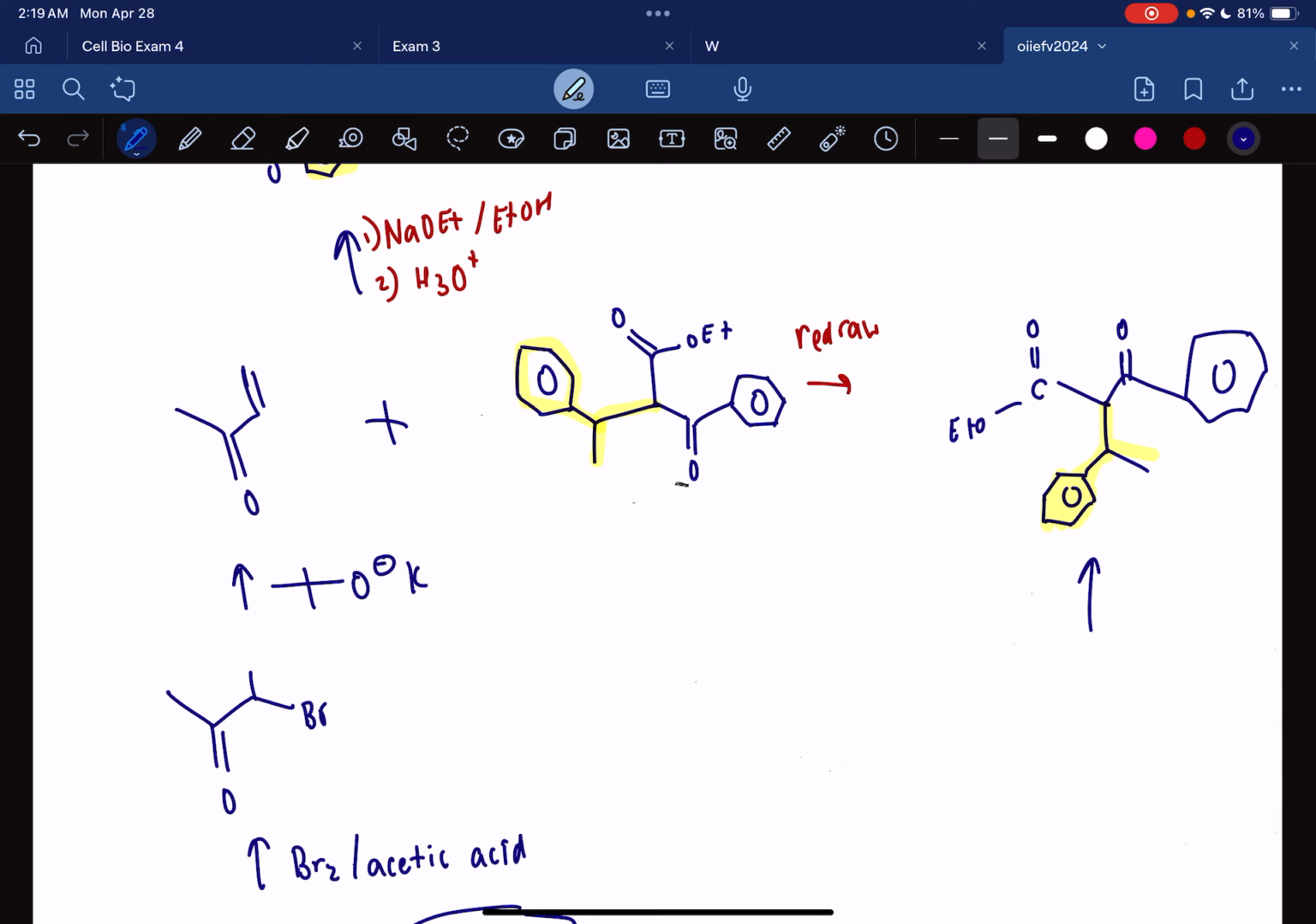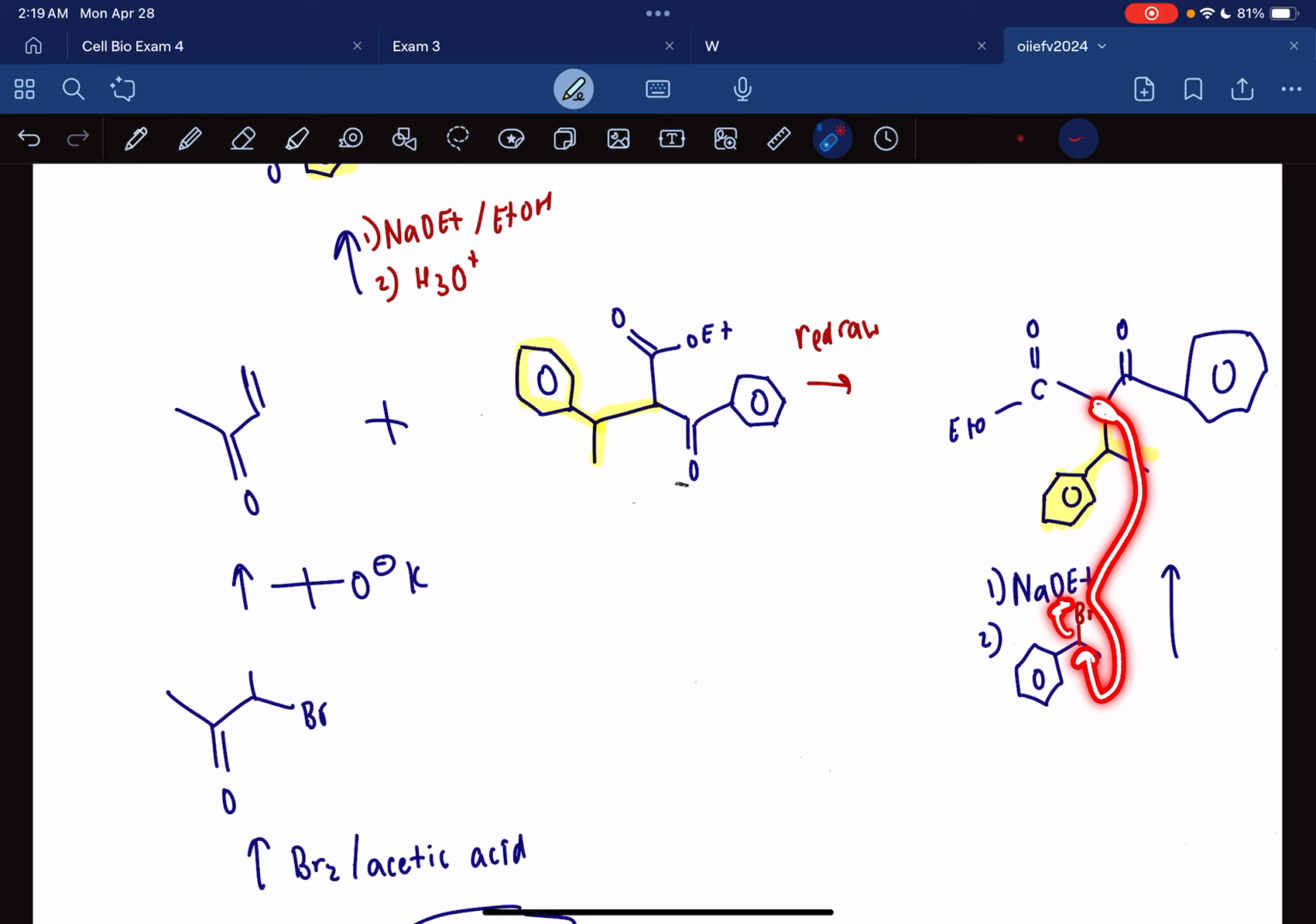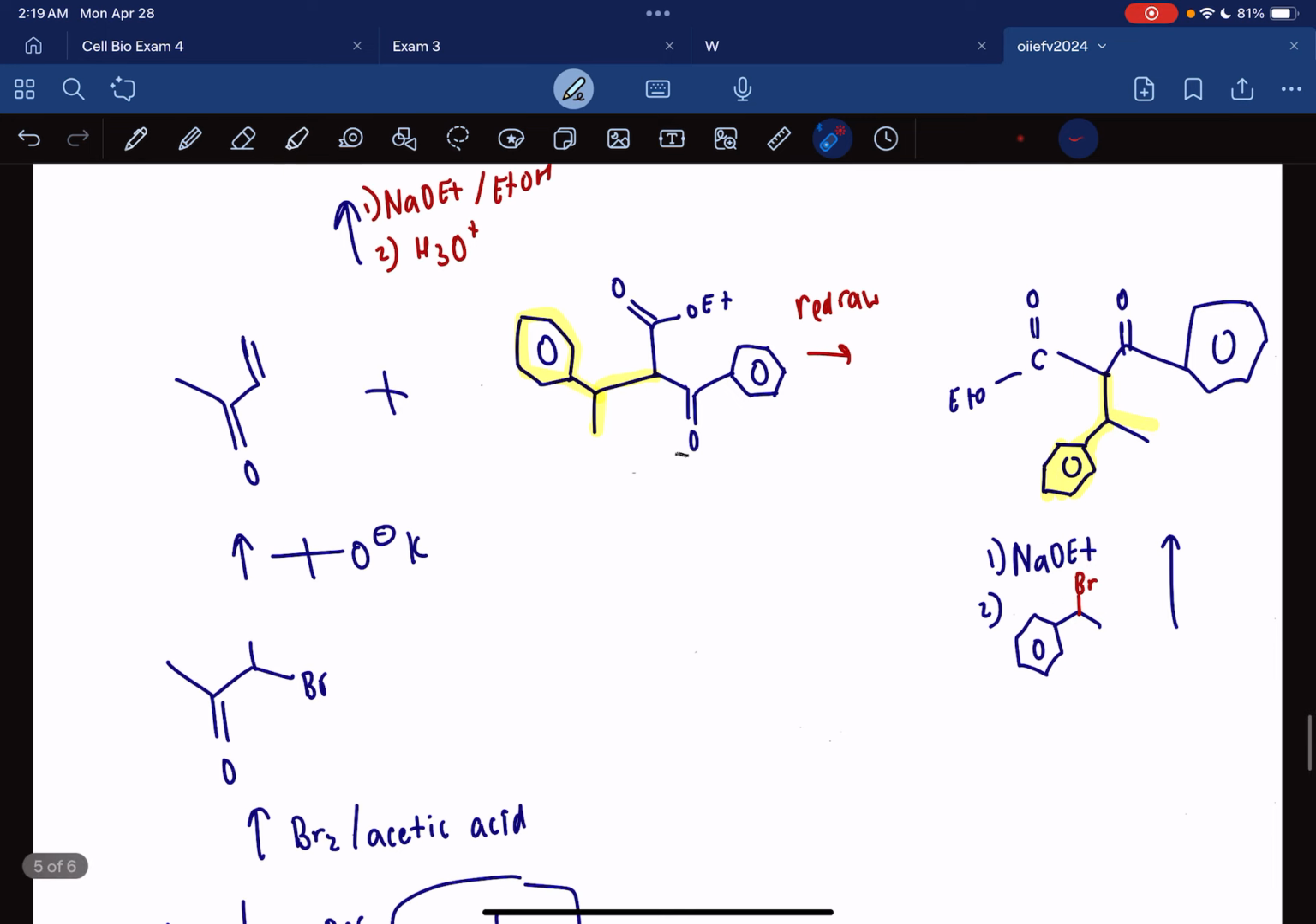If we want to make that, we're going to need to do a deprotonation of the alpha carbon with NaOEt. And then the second step is you can have the same structure of a benzene connected to a carbon like this, but we need to brominate here. That way, whenever this minus attacks the carbon, you can kick the bromine off. So that's how you do that.